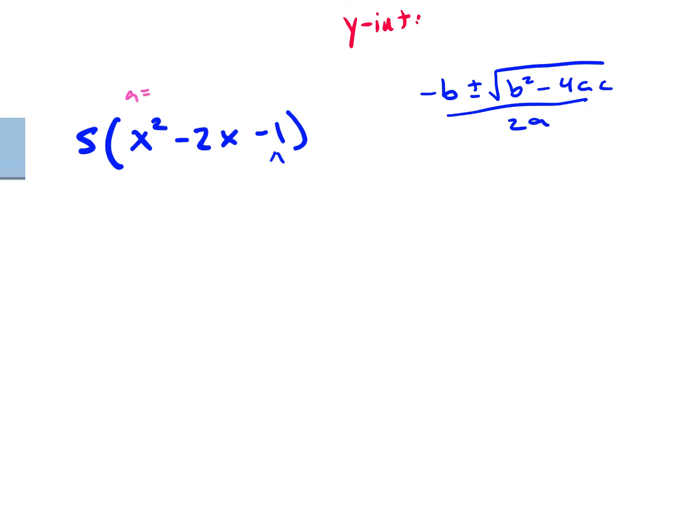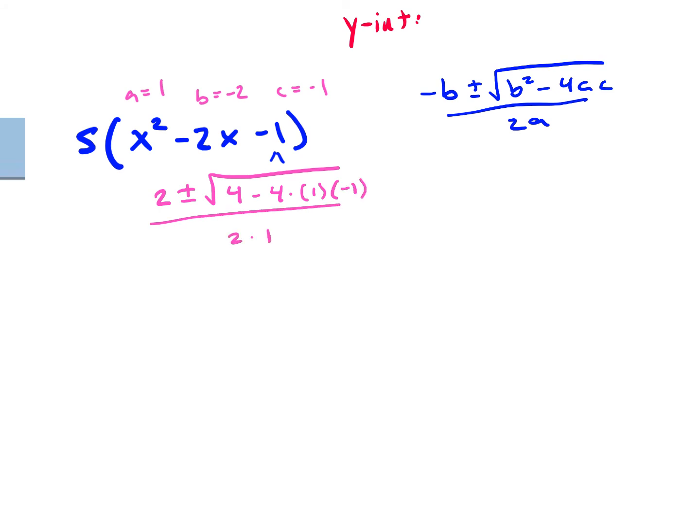So our a would be 1, our b is -2, and our c is -1. Then we just plug it into our formula. So we have -2, which would become +2, plus or minus the square root of -2 squared, which is 4, minus 4 times 1 times -1 over 2 times 1. So this would be 2 plus or minus the square root of 4 plus 4, so 8 over 2.